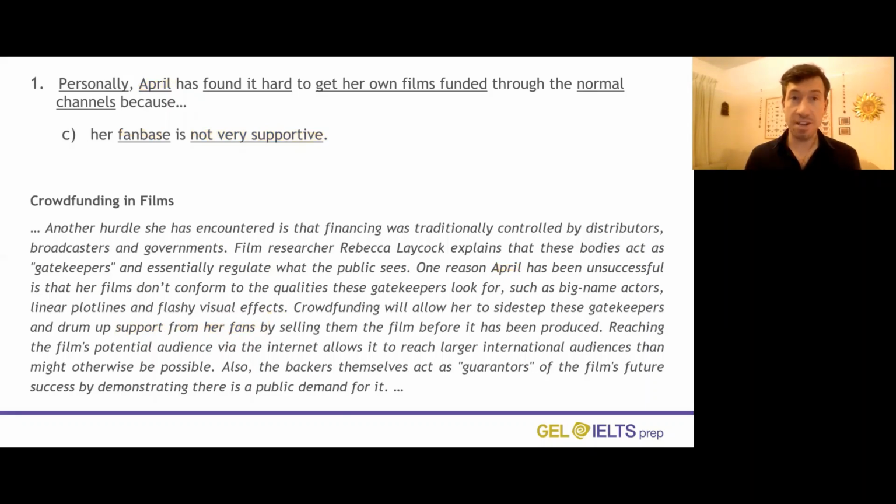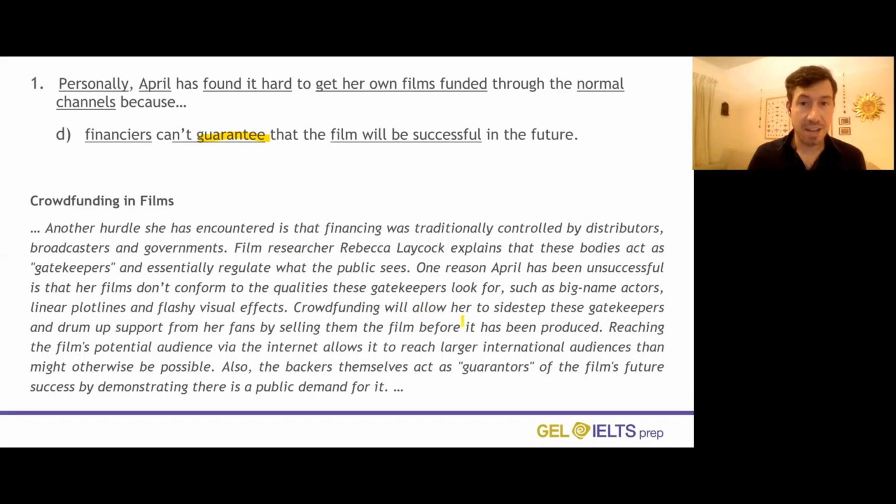And let's look at the final one now. So here financiers can't guarantee that the film will be successful in the future. We've got the word guarantee here. If we go back to the bottom, it says also the backers, okay, the backers, that says financiers, themselves act as guarantors of the film's future. So can't guarantee and act as guarantors, that's opposite meanings.